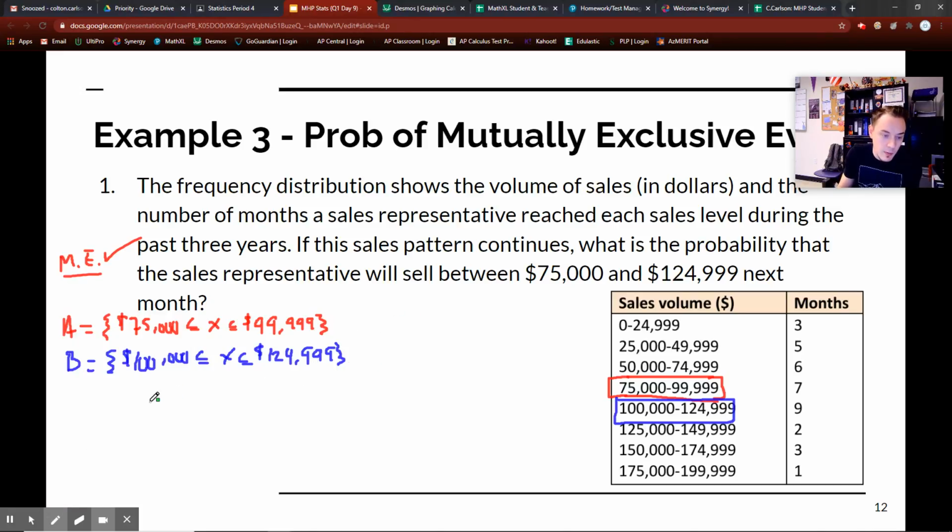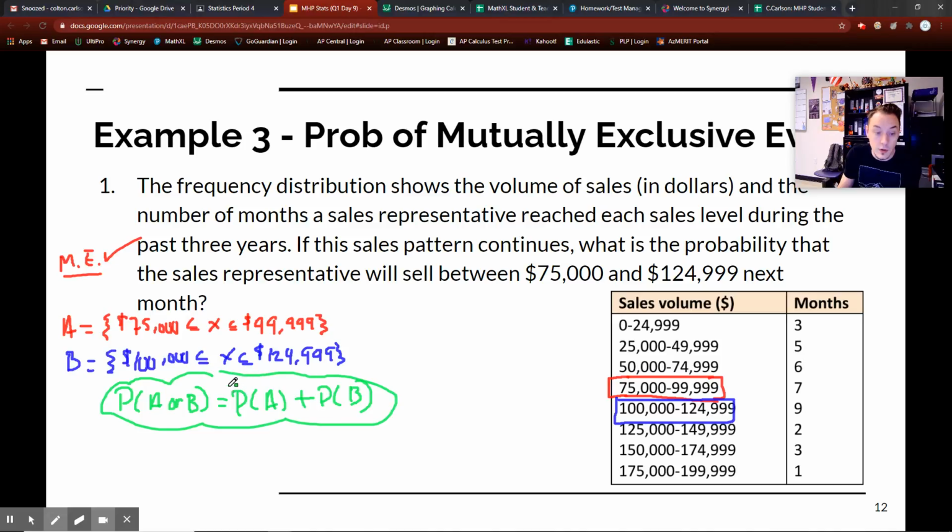What does this mean? Well, my formula is this. The probability of A or B equals the probability of A plus the probability of B. This is my formula, yes? For a mutually exclusive formula. If it was not mutually exclusive, I would have to subtract an overlap here, but since it's mutually exclusive, this is my formula. Okay? So now what do I do?